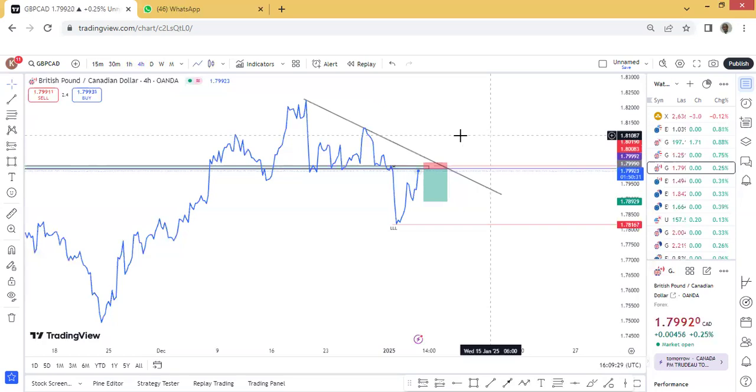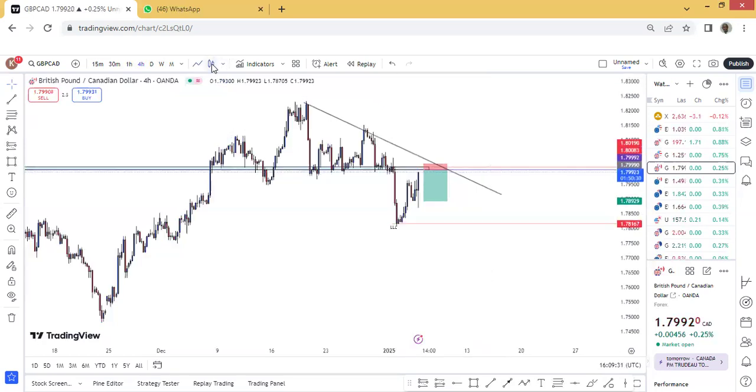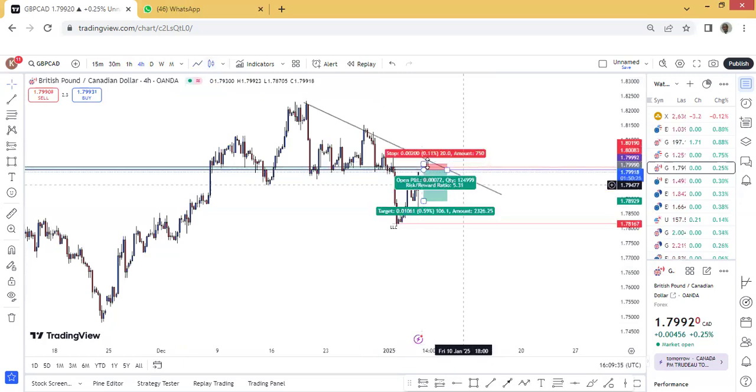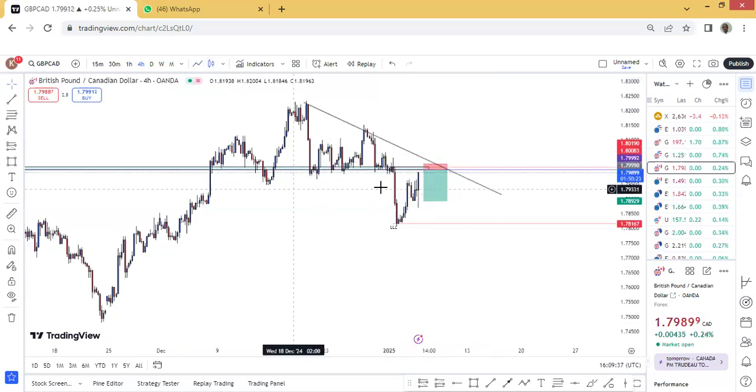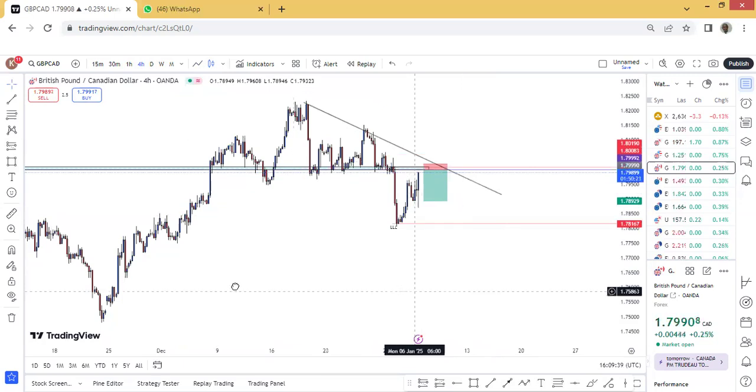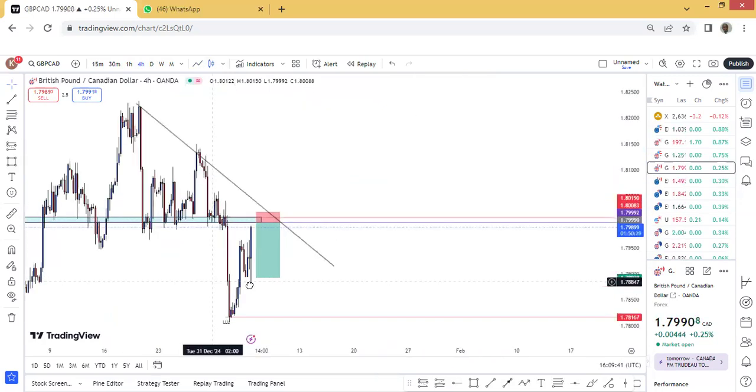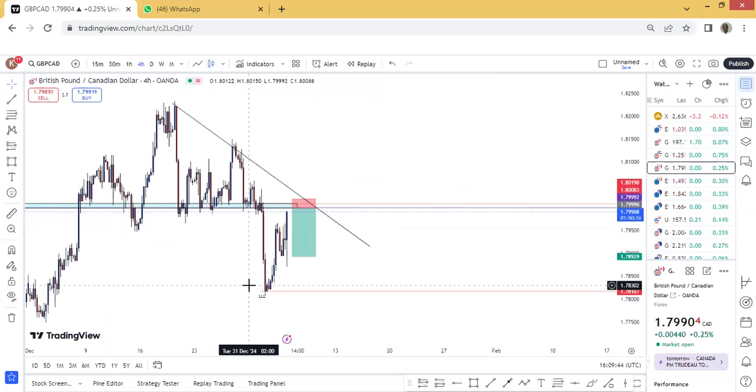For an extra confirmation, you see where the trend line coincides just at the zone. People draw trend lines in various ways. You get it. But I use the closing price.